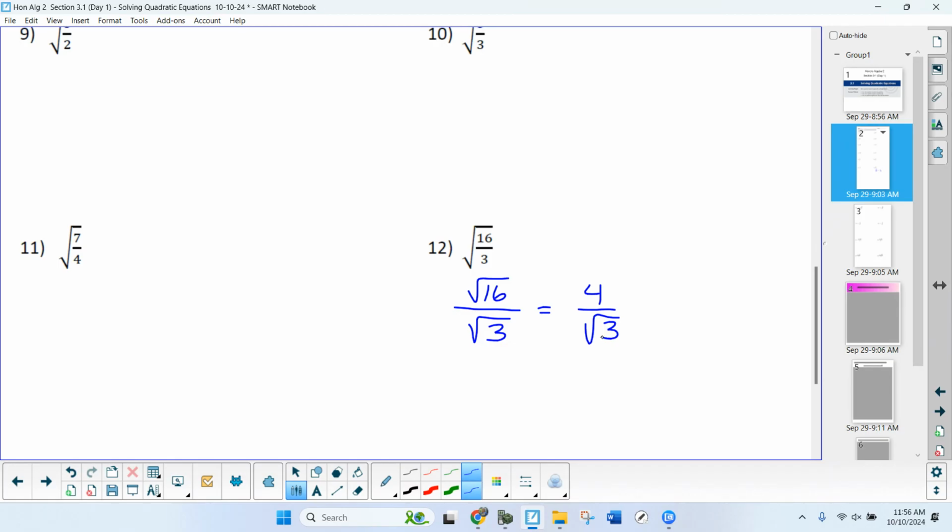Now rationalize. So now multiply top and bottom by square root of 3. And when I do, I get 4 square root of 3 over 3.